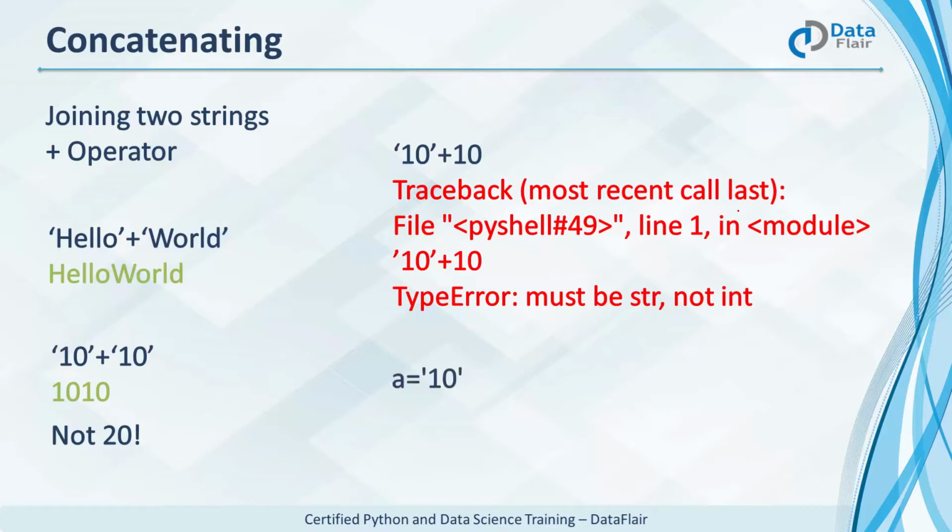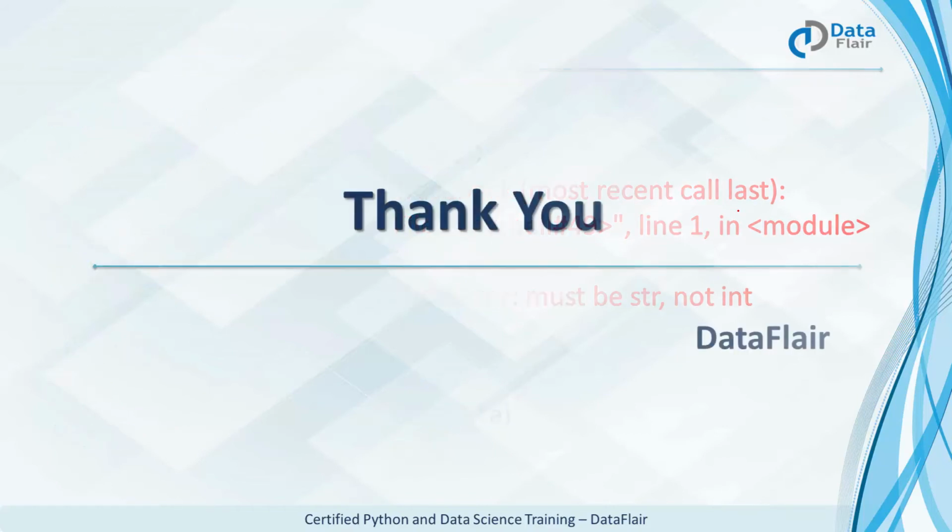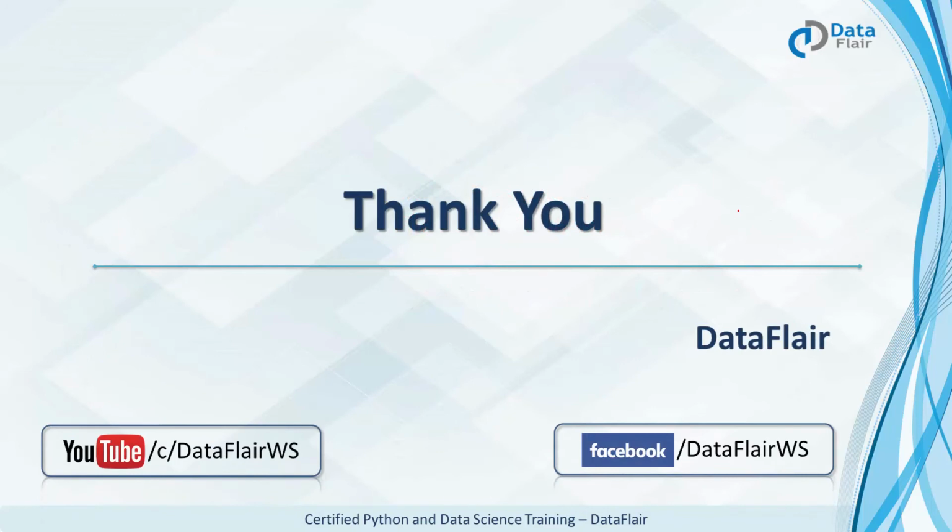Now say A is the string 10. If we multiply it by 2 and then print it, it gives us 1010. This goes to show we can concatenate a string to itself. We can do it by multiplying it with an integer. That is all for Python strings. Next we'll learn how to format them to embed values in them.